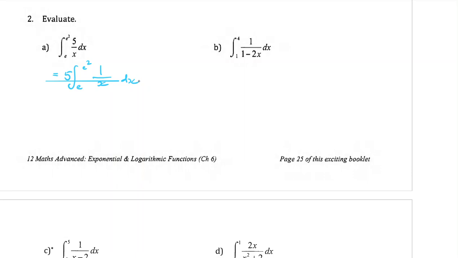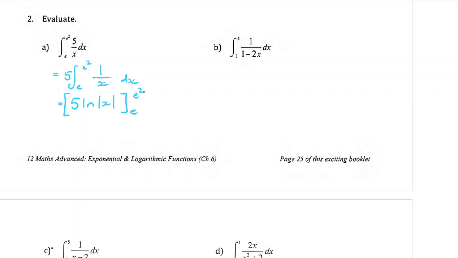That's the same thing, isn't it? Moving that 5 out there, but I've rearranged this part into the part that will integrate into a logarithm. Yes? So it becomes 5 out the front of ln, absolute value of the denominator, which is x. And this is a definite integral, so we're going to put that in brackets between e and e squared.